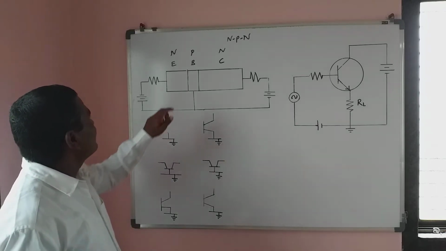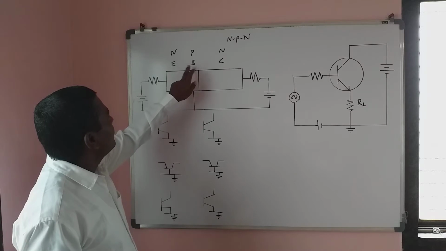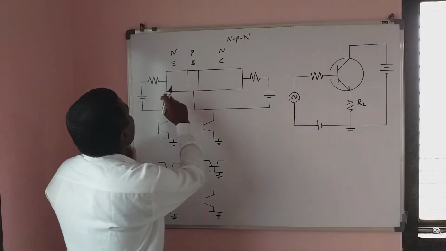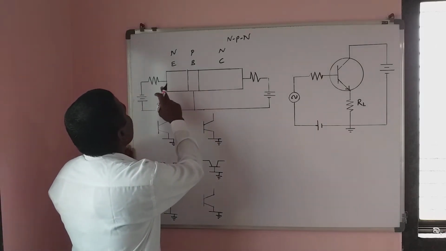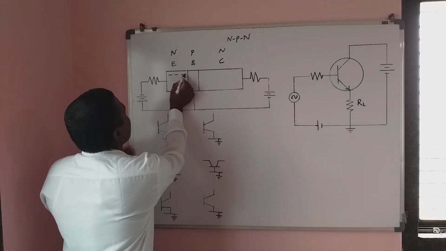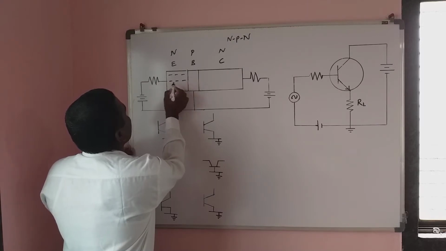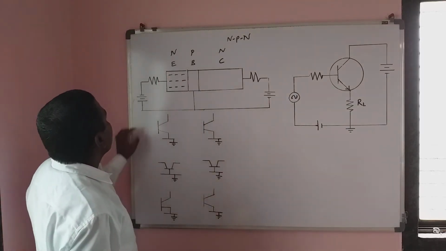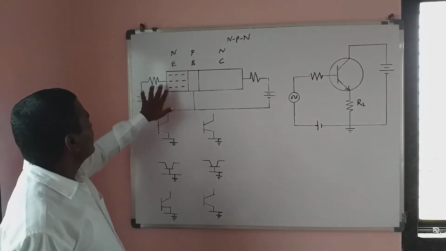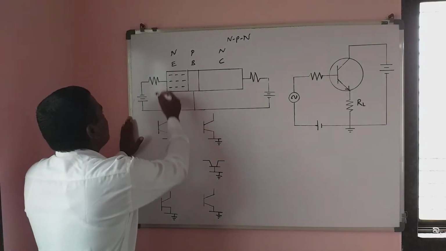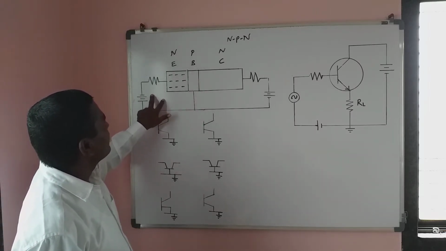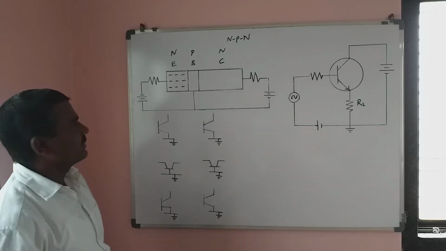If we consider this emitter base junction, the electrons on that emitter, when the emitter is connected to a power supply, this connection is the forward bias. That is, the emitter base junction is forward biased and the collector base junction is reverse biased.